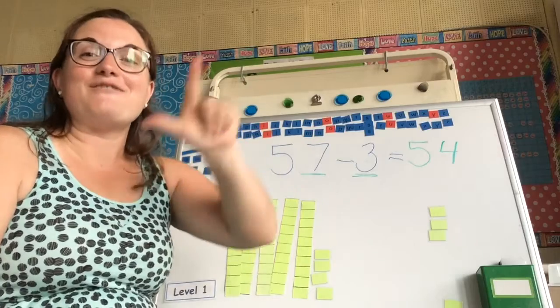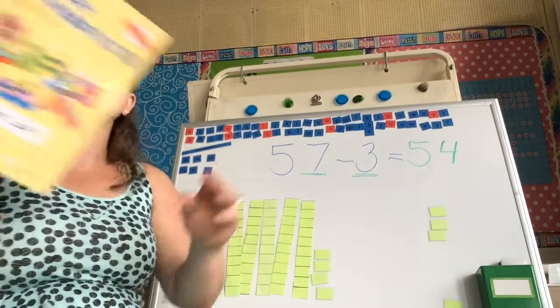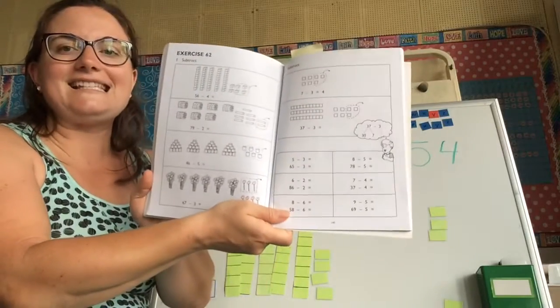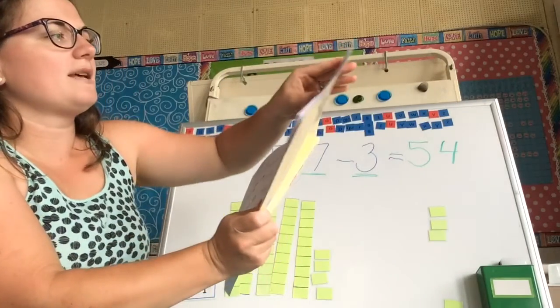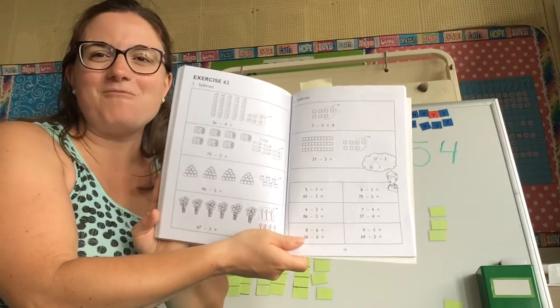56, 55, 54. Okay? So today in your workbook, you're going to do exercise 62. And I believe it's just these 2 pages here. Yep. So you're going to do exercise 62. Okay? We'll see you tomorrow.